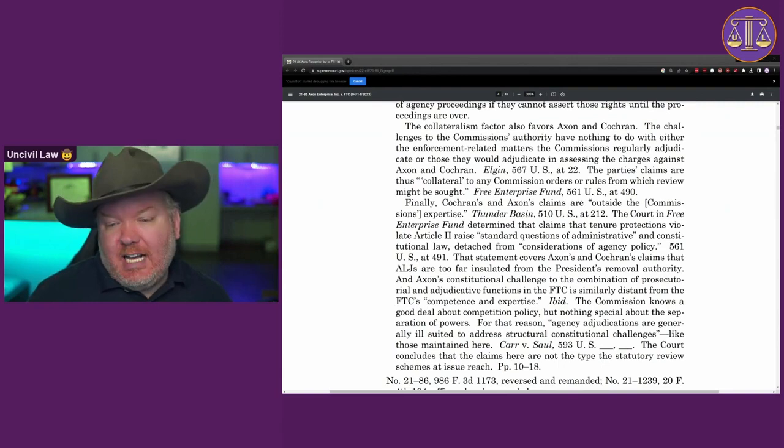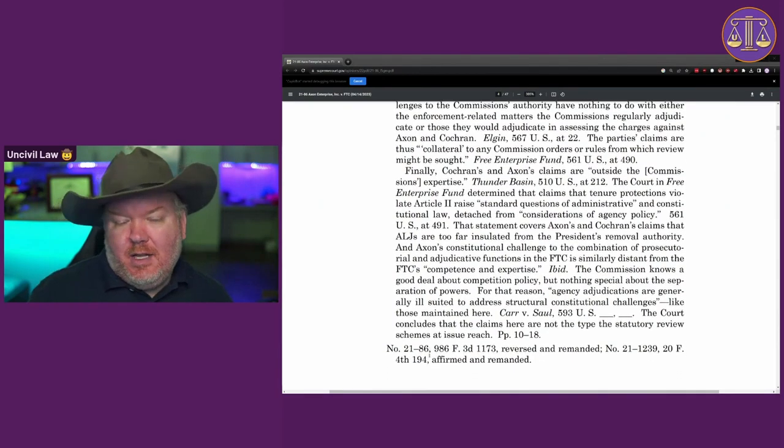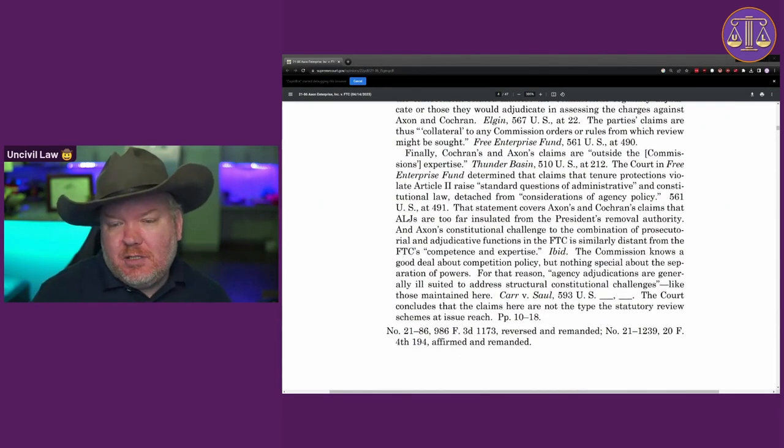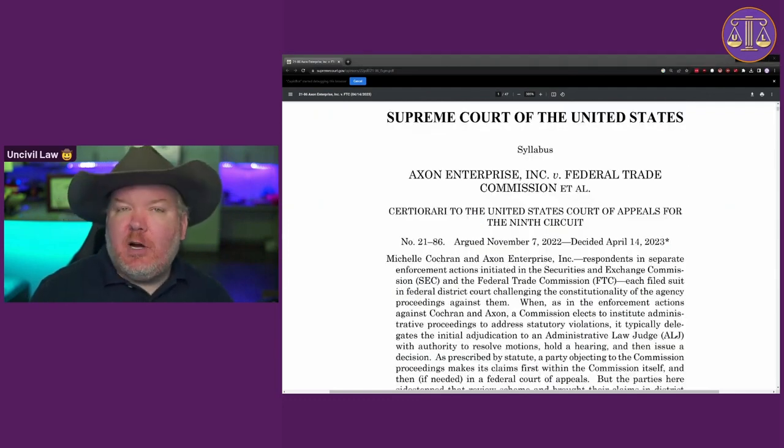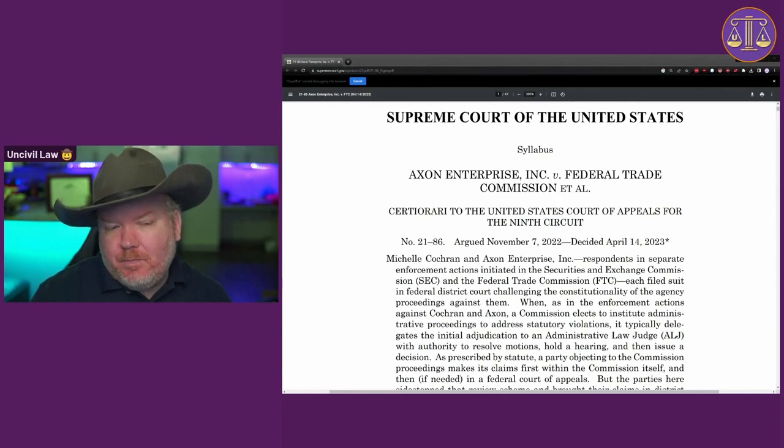Finally, these claims are outside expertise because, of course, these relate to constitutional questions, which is not really within the FEC or SEC's wheelhouse. That, of course, is primarily what courts are for. So the SEC and FEC have no particular authority. Thus, reverse and remanded by a unanimous U.S. Supreme Court. Thus, that brings us to the end of our discussion of the U.S. Supreme Court case of Axon versus Federal Trade Commission.